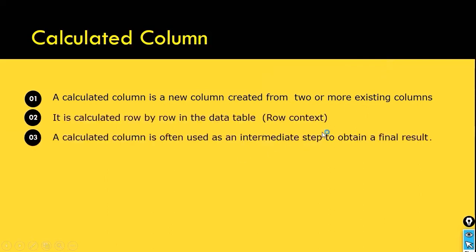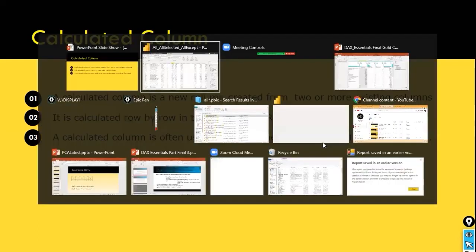So it is also called a row context. This is the one we will be using more frequently in the later part of this session. And the calculated column is often used as an intermediate step to obtain a final result. Sometimes we will use this as an intermediate step to obtain a final result. Okay, so what do you mean by intermediate step?